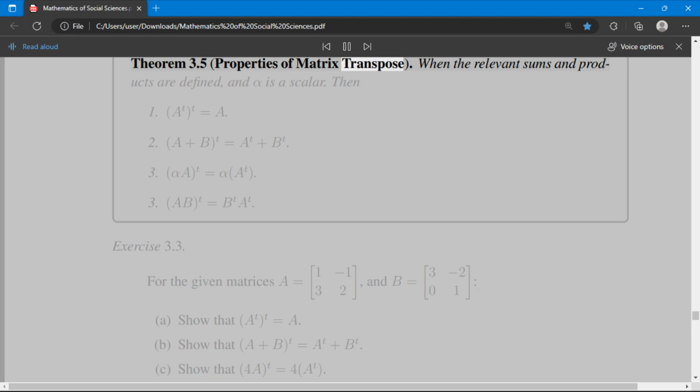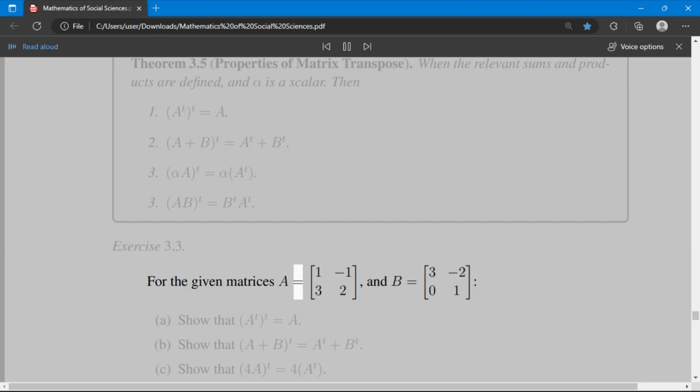Theorem 3.5. Properties of matrix transpose. When the relevant sums and products are defined, and alpha is a scalar, then 1. (A^T)^T equals A. 2. (A plus B)^T equals A^T plus B^T. 3. (alpha A)^T equals alpha A^T. 4. (AB)^T equals B^T A^T.